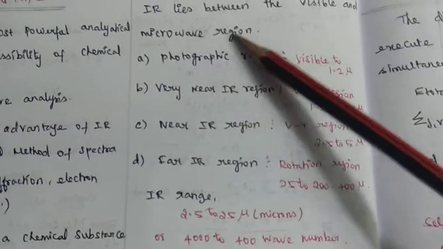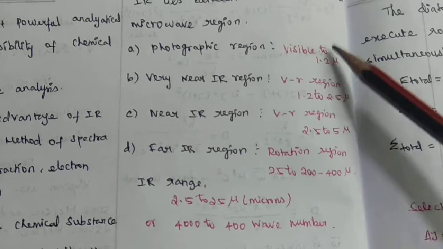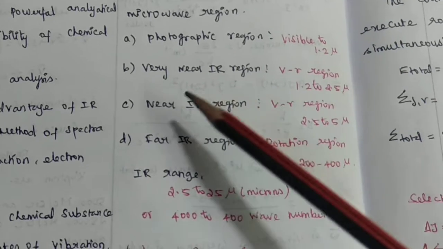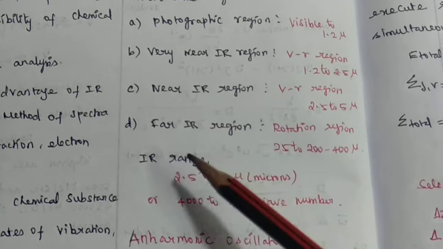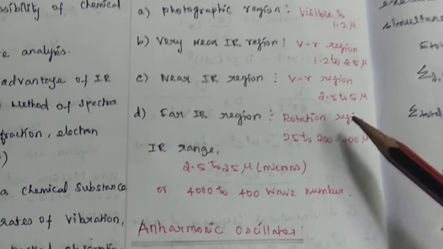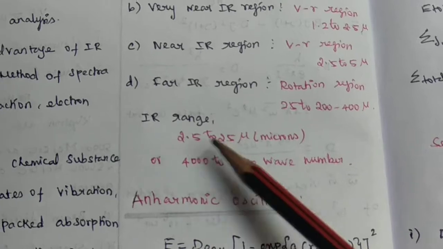So then what is the IR range? IR lies between the visible and microwave regions. So in the photographic region, visible is equal to this value, then very near IR region this value, then near IR region this value, then far IR region, which is called the rotational region. So the IR region we get in microns and wave number, from this value to this value.